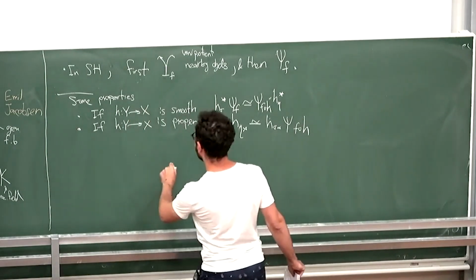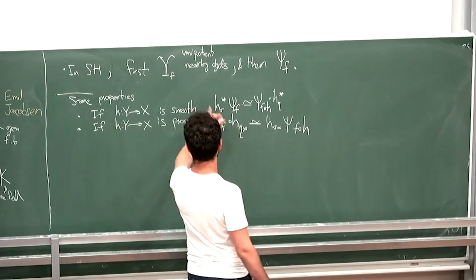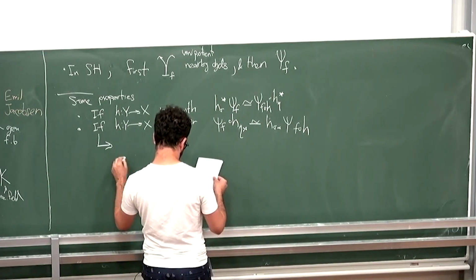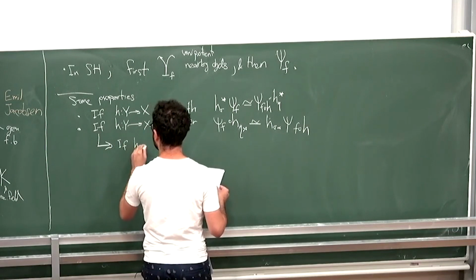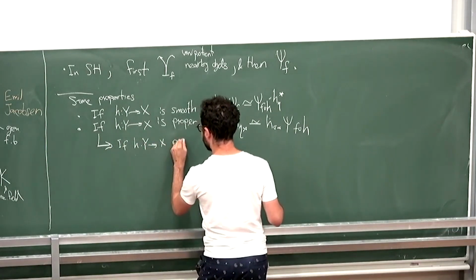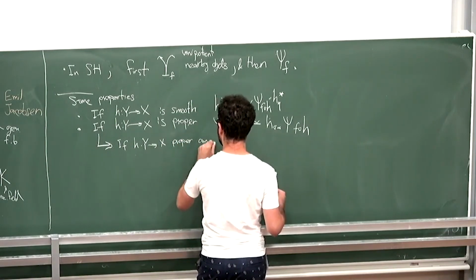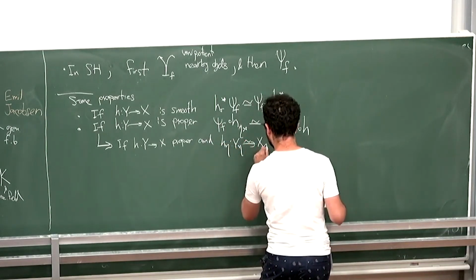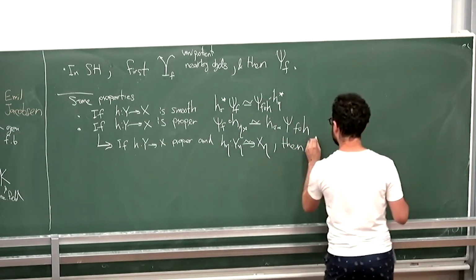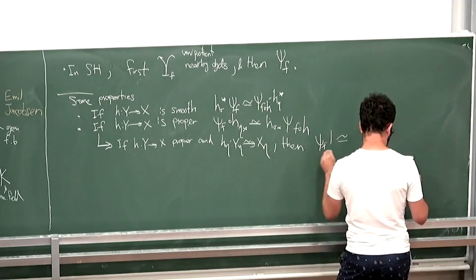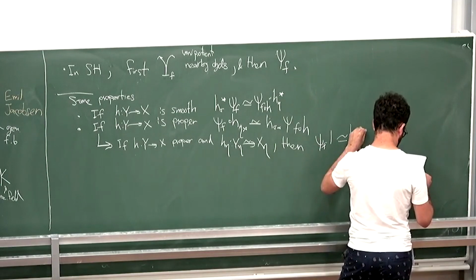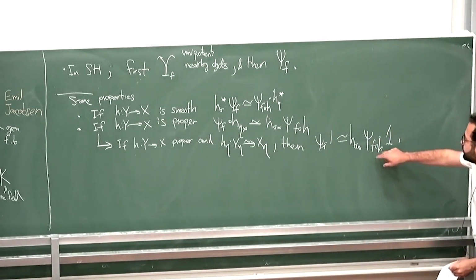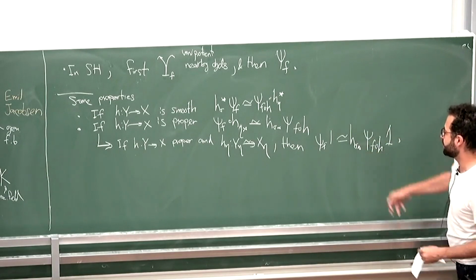So just as an example, we can start doing computations with the formal properties. Say from here, if we have h proper and h eta being an iso, then psi f of 1 is the push forward of psi fh of 1. So maybe we can use h to make it more computable and then push forward.